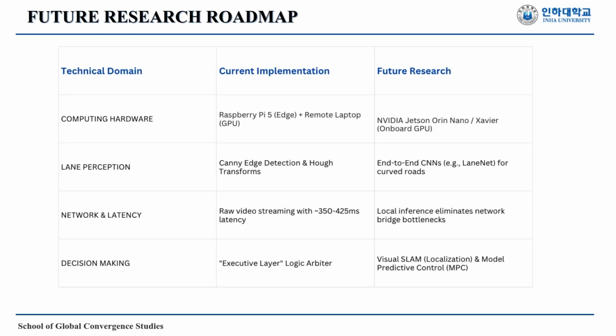Looking ahead, we plan to upgrade from this split compute architecture to a unified edge AI system using NVIDIA Jetson. This will eliminate network lag and allow us to replace basic line detection with advanced deep learning segmentation for curved roads.